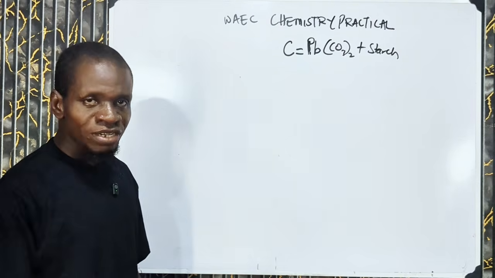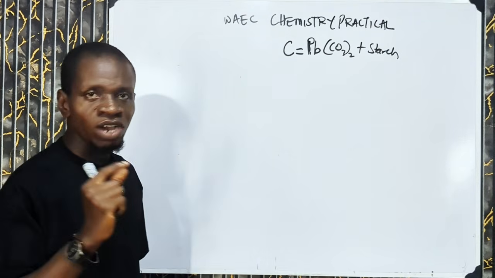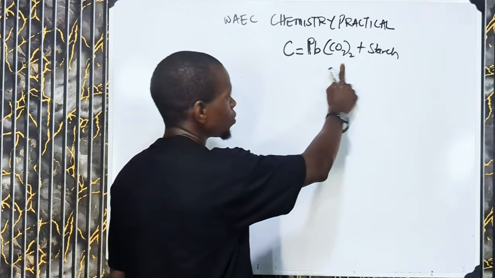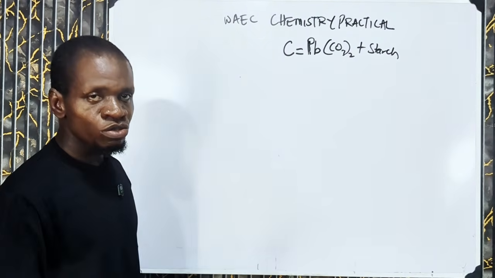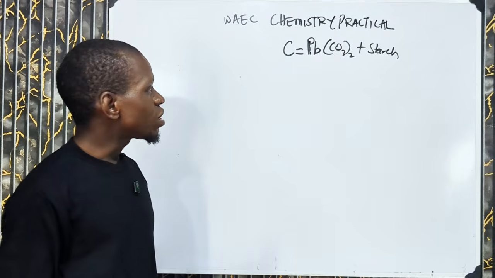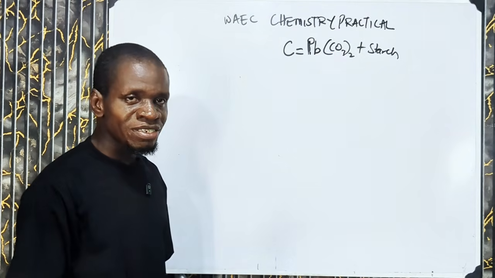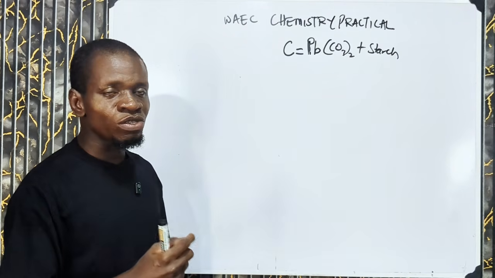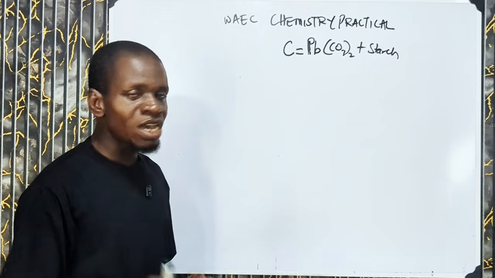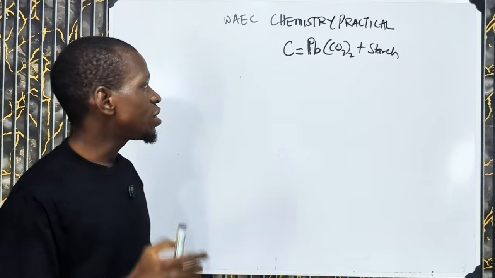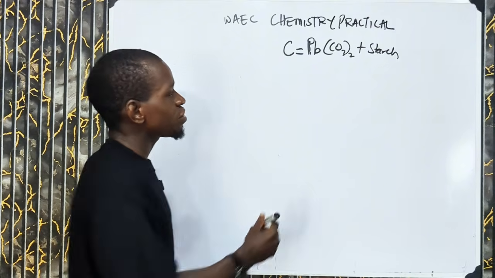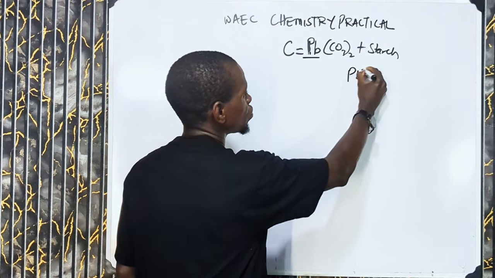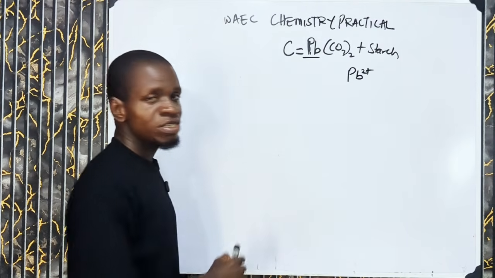Normally, before I start talking about this practical, you have to bear one thing in mind. First of all, lead carbonate is insoluble in water, and starch is also insoluble in water. Now you might be wondering, what are they targeting? They are doing what they call test for ions. And what are the ions that we're talking about? First of all, we have the lead ion, so we're going to be talking about the lead ion in this.